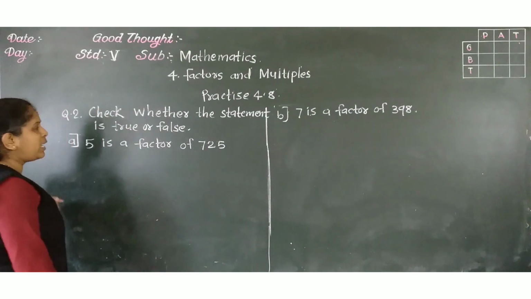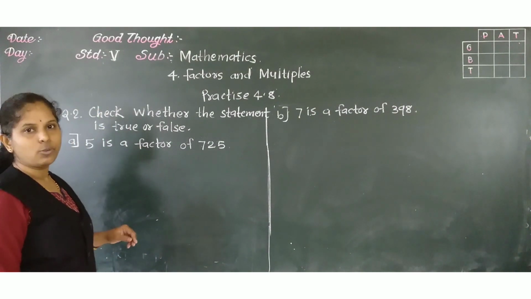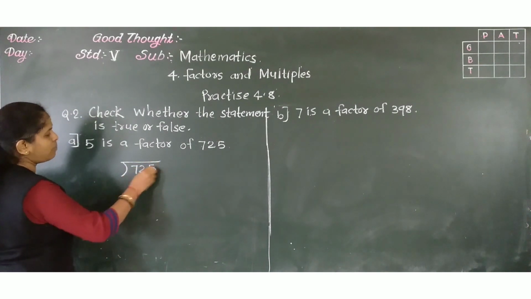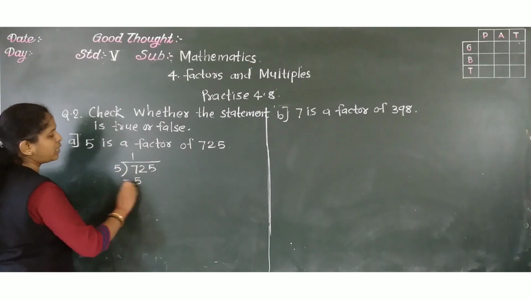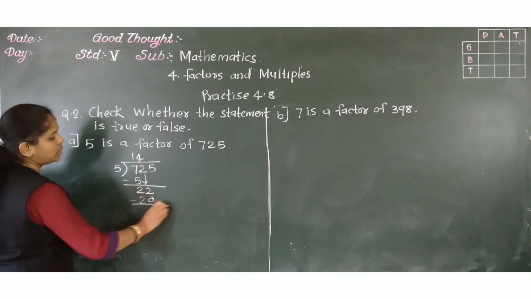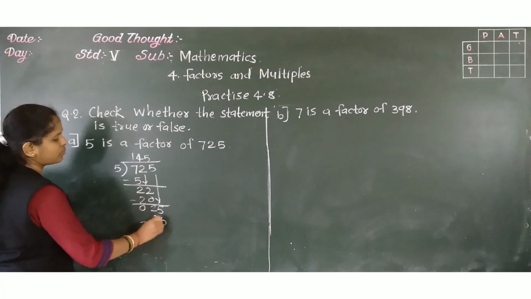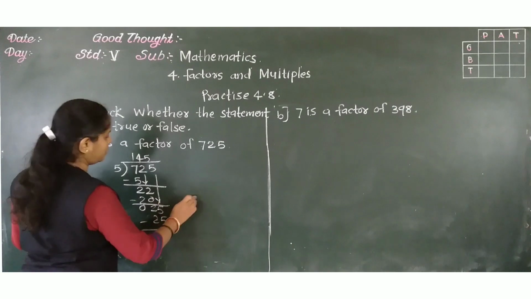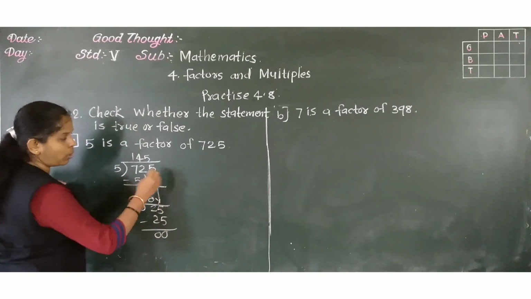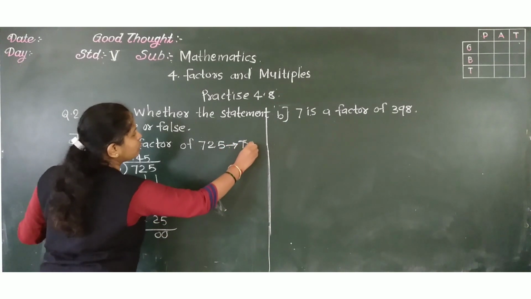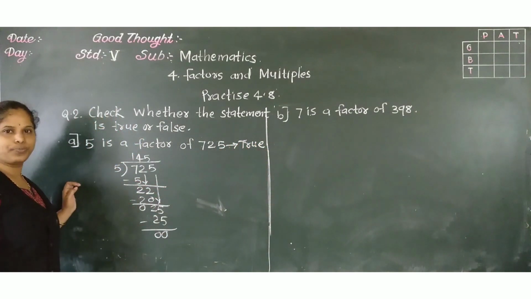Okay. See here, 5 is a factor of 725. So what we have to do? We have to divide 725 by 5. 5 ones are 5. Take 2 down, 5 fours are 20. Take 5 down, 5 fives are 25. Remainder is 0. Therefore, the answer is true. The statement is true.